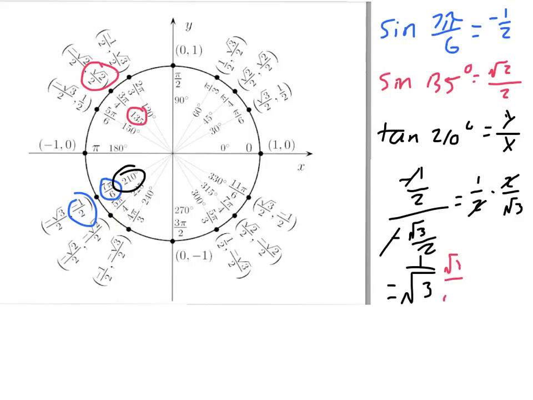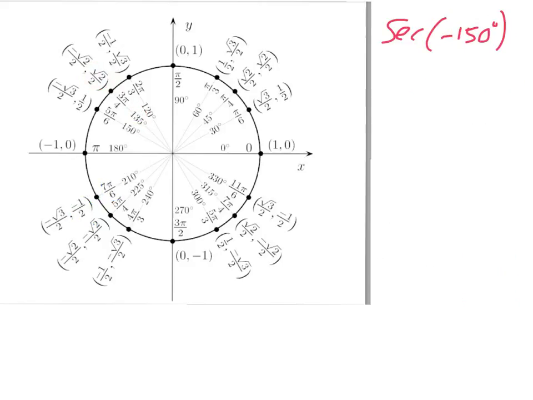which if you rationalize becomes root 3 over 3. So the tangent of 210 degrees is root 3 over 3. Secant of negative 150 degrees. Okay, negative 150 degrees, well, that's negative 90, so you need an additional negative 60 degrees. So you're right here. This is negative 150 degrees. Another way of looking at that is it's 30 degrees away from the negative 180.